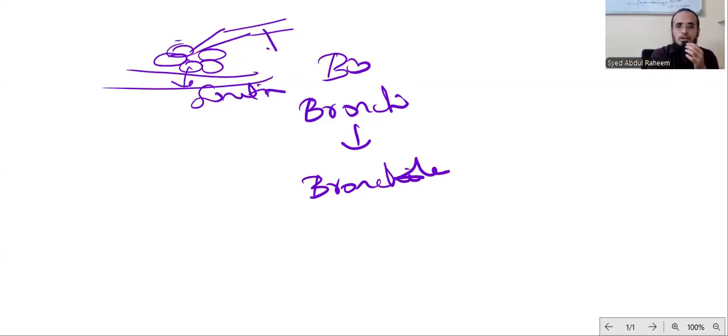First you have bronchi, then bronchioles. Imagine the lungs are like a tree. A tree has a large stem and branches: first branch, second branch, third branch, fourth branch. In each branch you have single, smaller branches.